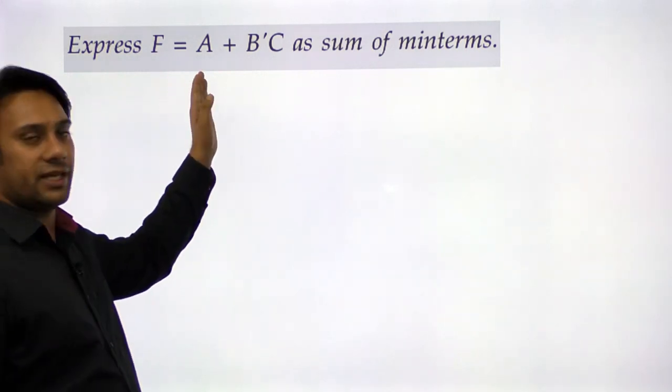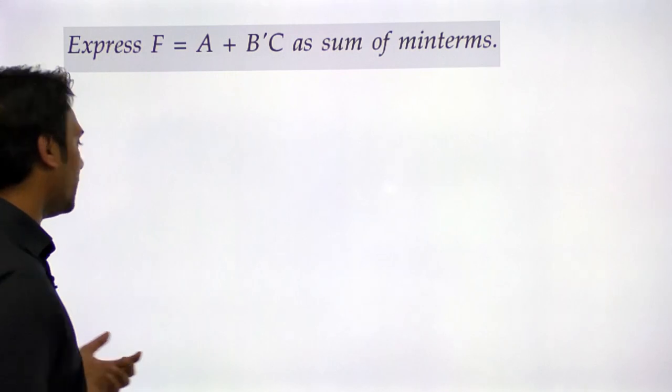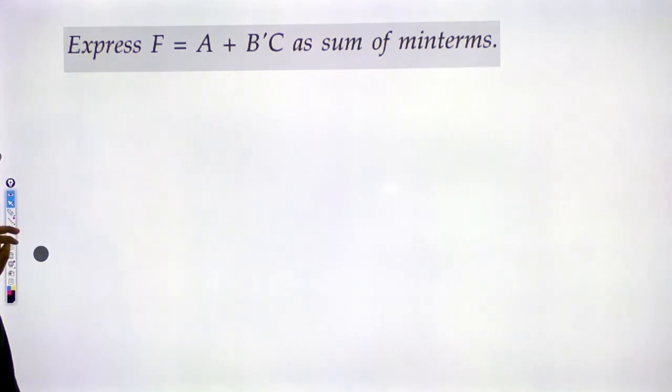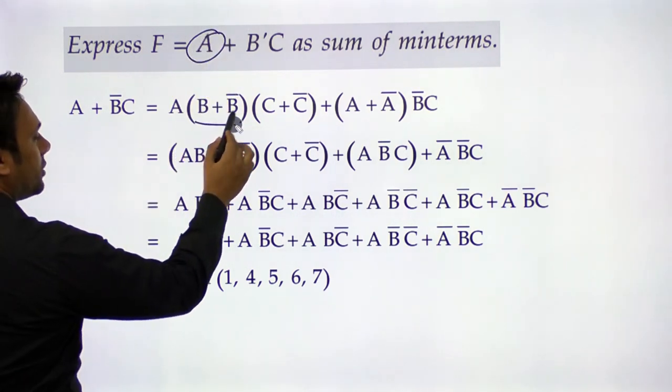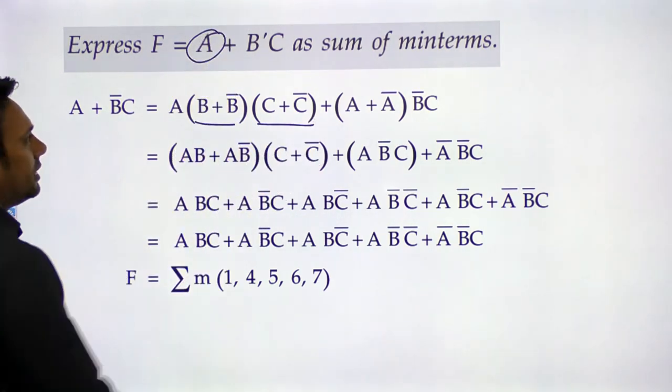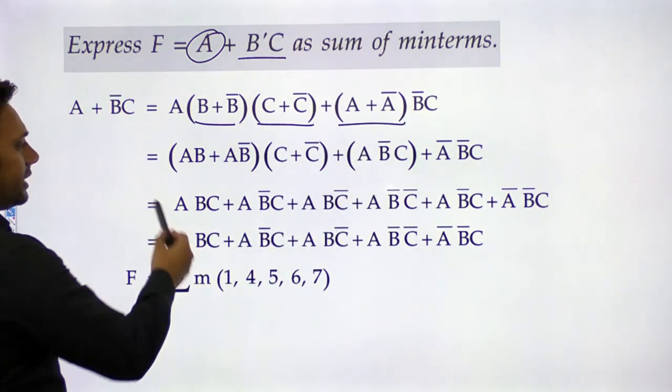Here we have a function which is a plus b complement c, and we have to represent this in the sum of min terms. How can I do it? So here with this a, b plus b complement is missing, c plus c complement is missing, and here a is missing, so I'm going to do a plus a complement, and then I can expand it.